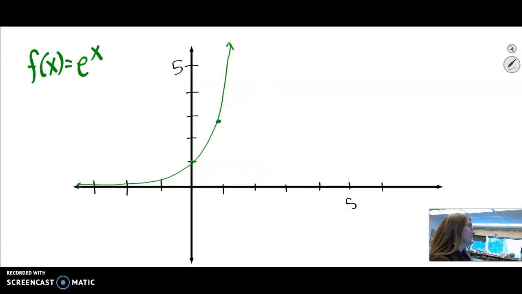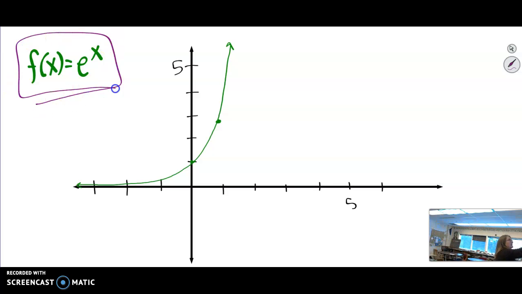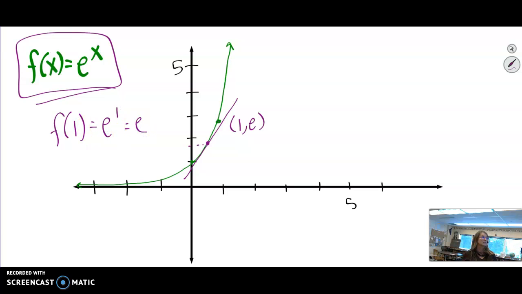It's itself, which implies that if you have a function f of x equals e to the x, and I find the slope at any point, if I pick a point right here, the slope of this function is going to be equal to the value of that function. So this point up here is 1 comma e. When I find f of 1, I get e to the 1, which is e. So the point 1 comma e is on the graph.